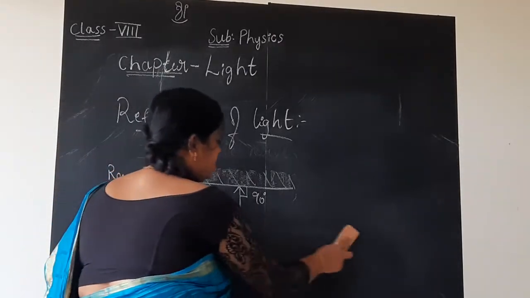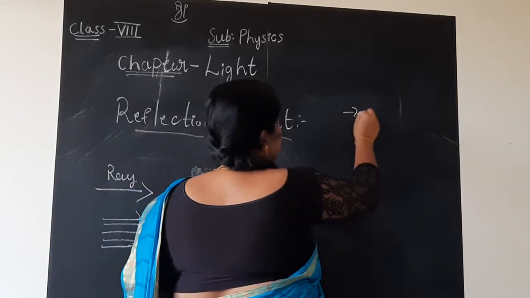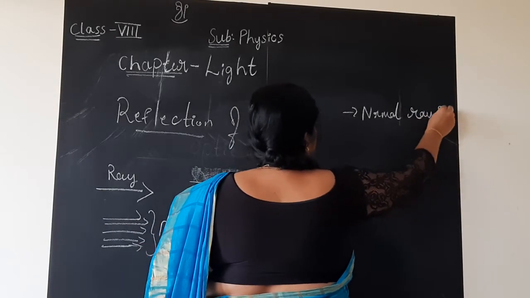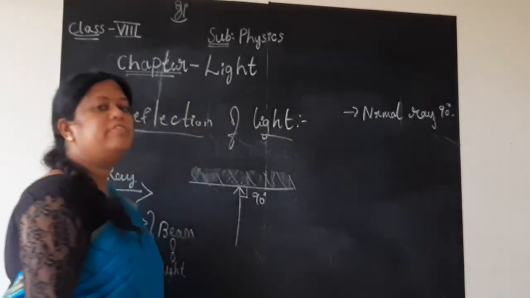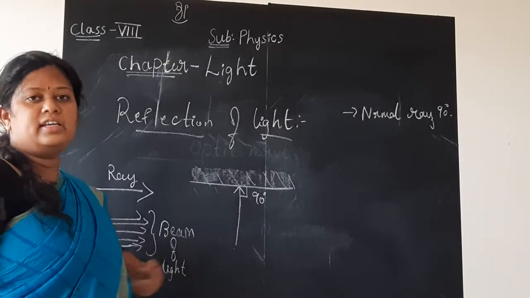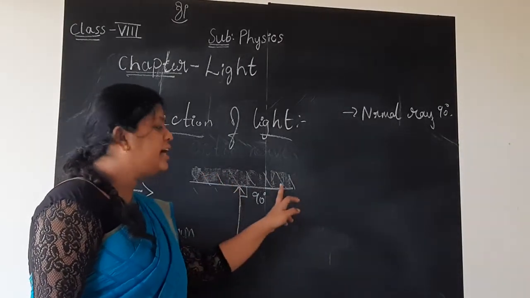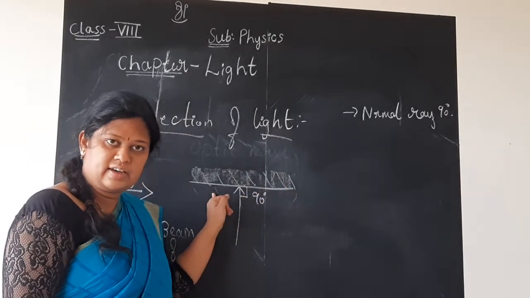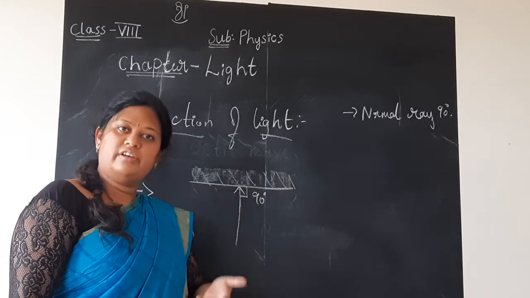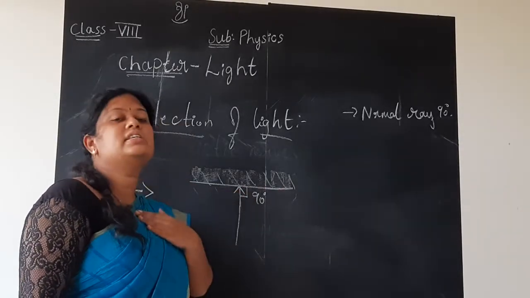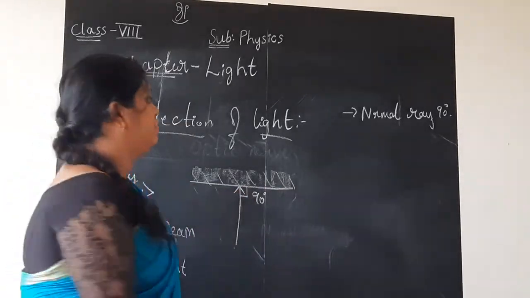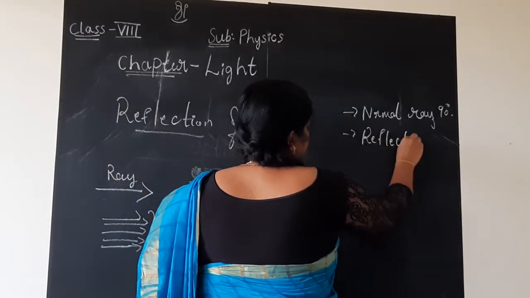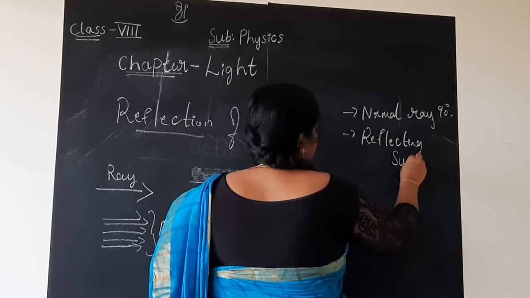Now, let me write it here since I want to continue with the figure. Normal ray, that is, which is making an angle of 90 degrees with the reflecting surface. Now, one of the sides of the mirror is silvered or polished, which means the other surface of the mirror is available for this process of reflection, and that surface is called the reflecting surface.